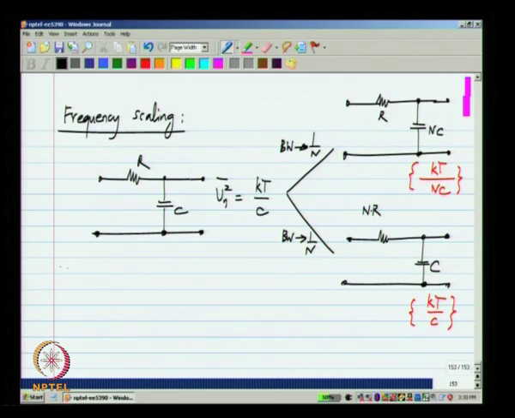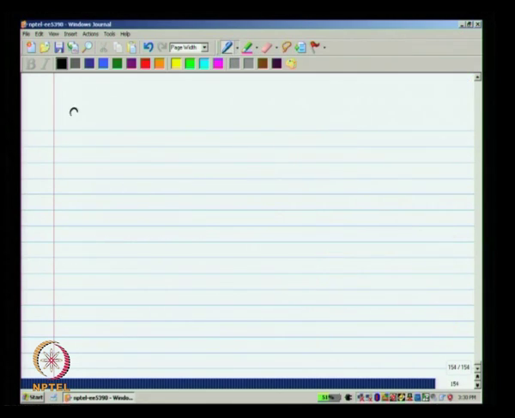Now, there are different ways of scaling the bandwidth. One is to play around with the capacitances, one is to play around with the resistances. I have taken the example of a first order RC circuit which has only one resistance and one capacitance, but this is a universally true rule. As you can see from this, we can generalize and say that we can scale the bandwidth by a factor alpha.